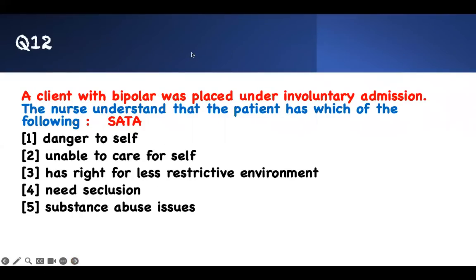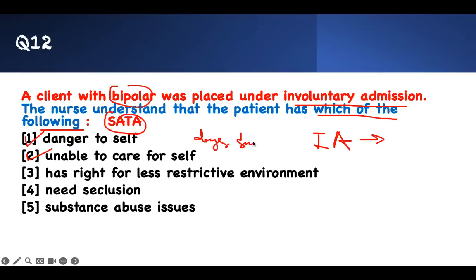Number 12. Same thing, SATA, right? The nurse understands that the patient has which of the following. Okay, what does the patient have? What is the situation? A client with bipolar disorder was placed under involuntary admission. So involuntary admission means you are being admitted to the hospital because we worry about you. There are certain criteria you have to meet. What are those criteria? If you are a danger to yourself, you are not able to care for yourself, or you are a danger to somebody, right?